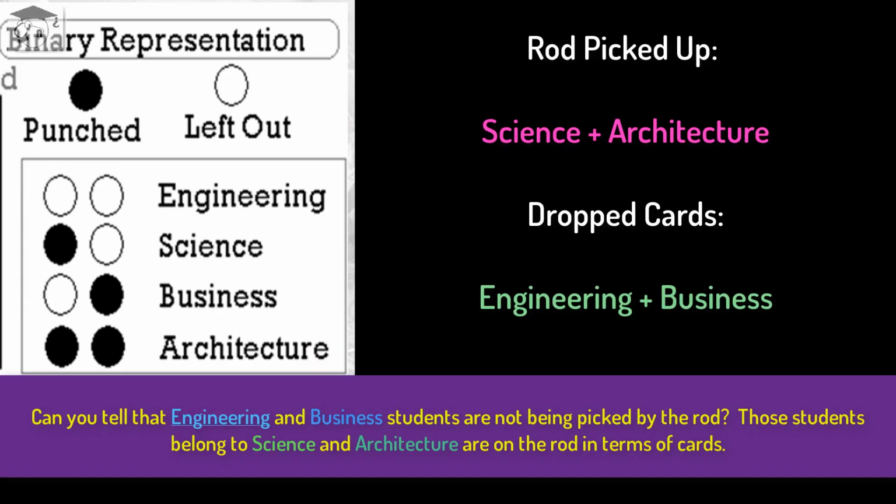Can you tell that engineering and business students are not being picked by the rod? Those students belong to science and architecture are on the rod in terms of cards.